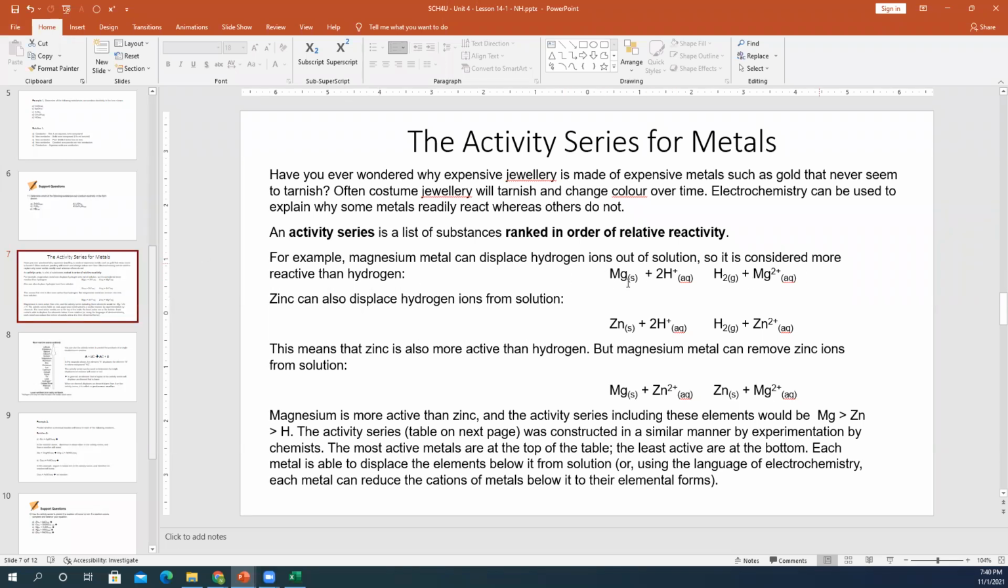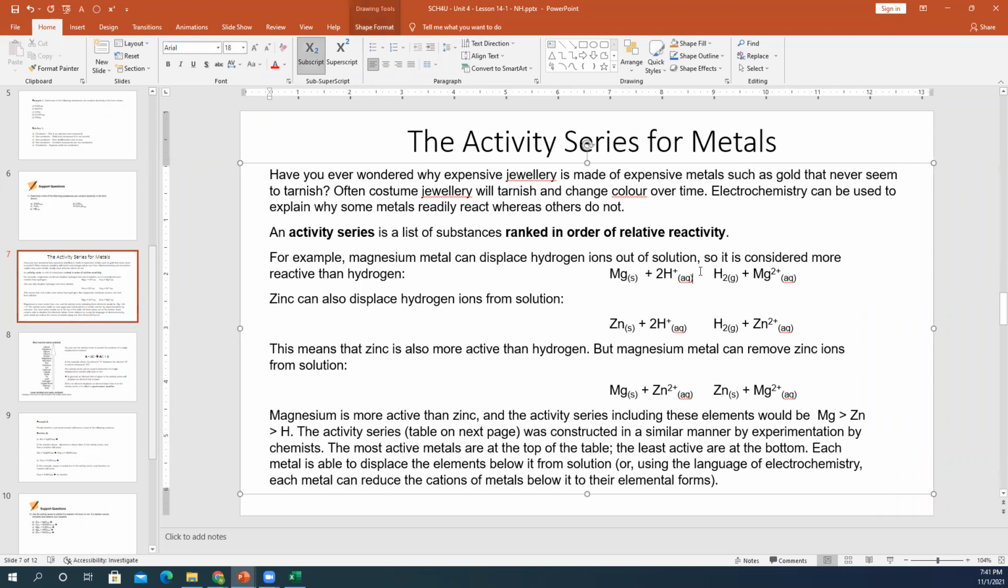So let's look at this reaction here. Magnesium atoms, solid magnesium, plus protons in the aqueous solution. And I'm sorry, I'm missing my arrow here. It displaces, so it forms hydrogen gas and magnesium. So magnesium can displace these hydrogen ions out of solution.